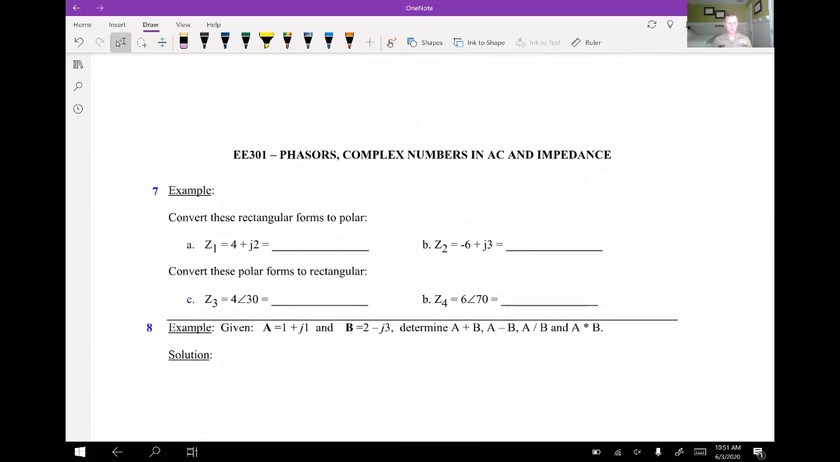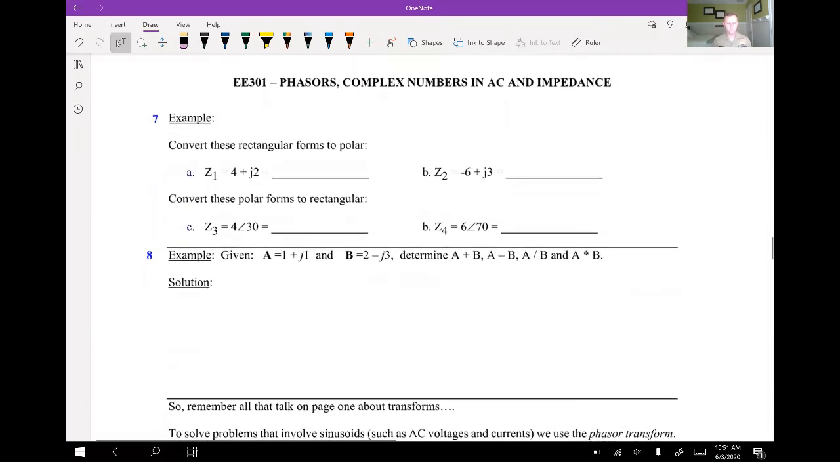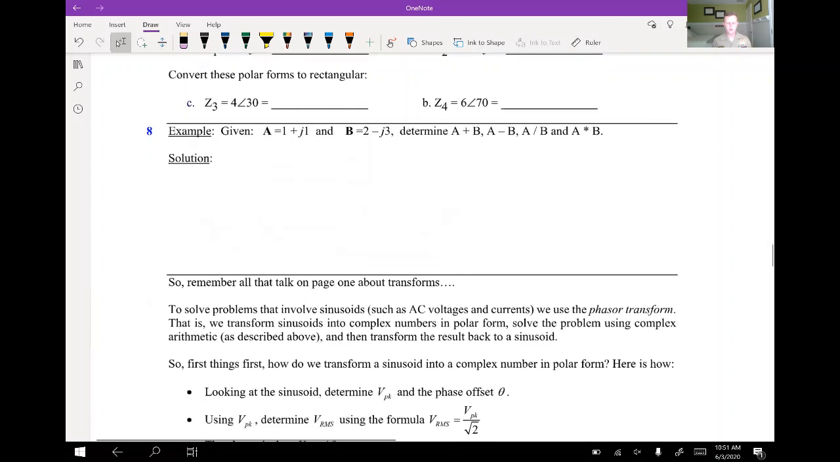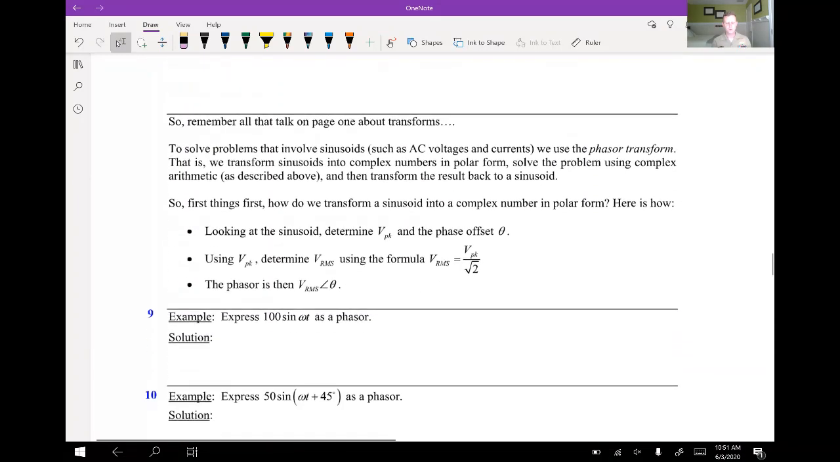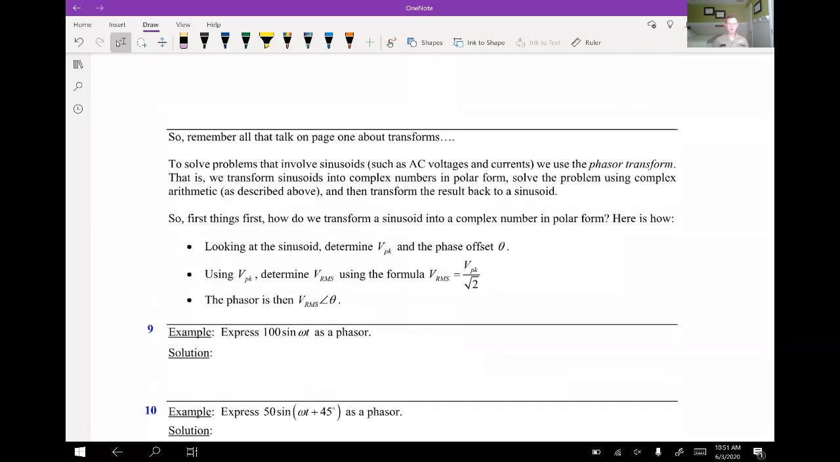All right, a few more. You can work these on your own and check it with your instructor. It's worth the practice for you. Because now what I want to talk about is the phasor and turning these sinusoidal equations into phasor values.